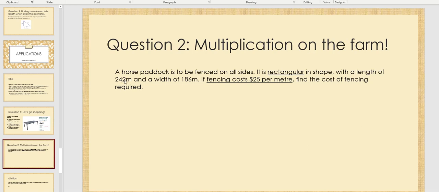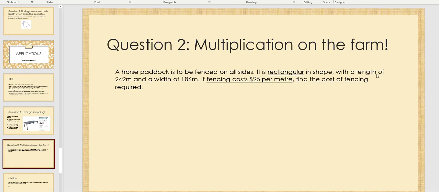Let's read it. A horse paddock is to be fenced on all sides. So picture a paddock on a farm, like a field, and it has to be fenced off to keep, I guess, the animals in. It is rectangular in shape. So I've highlighted the word rectangular, okay? So straight away I know what shape I'm working with.